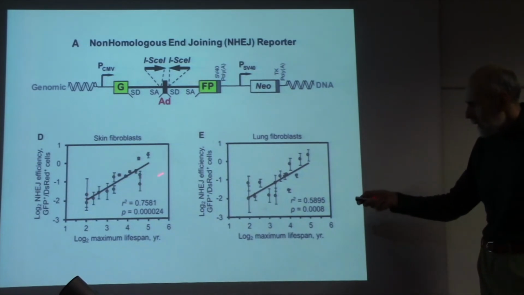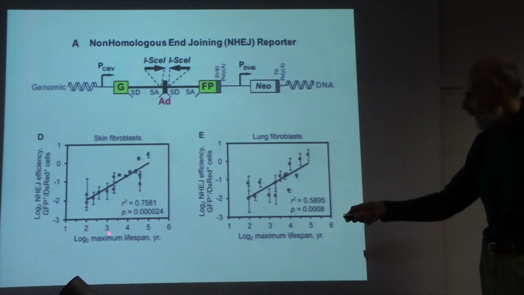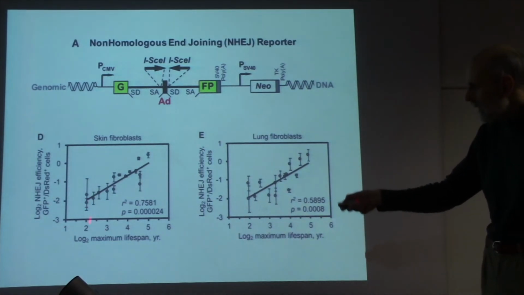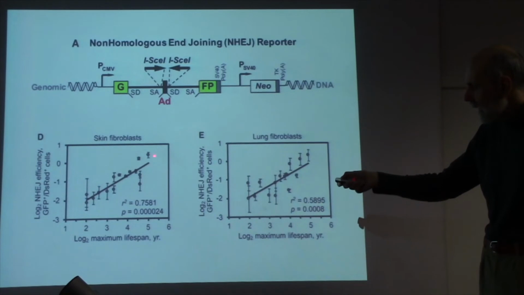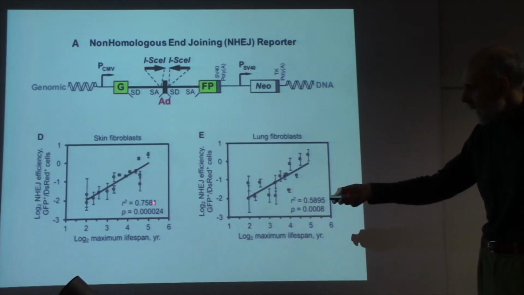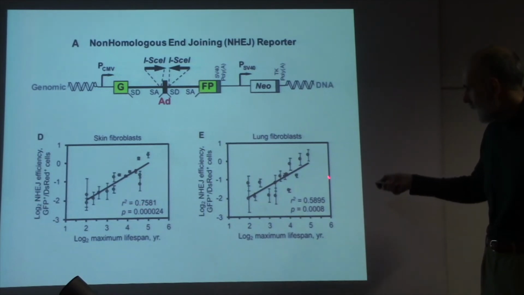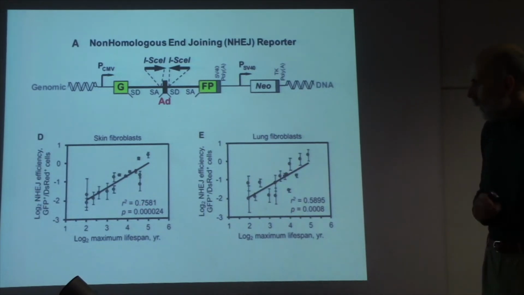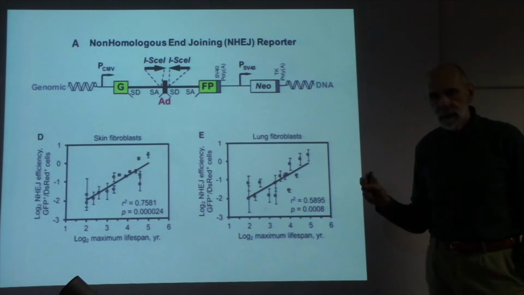You see, it's pretty obvious that an increase in the ability to repair correlates with lifespan. And of course, the R squared confirms. Same thing here. Why do they use two different sources for fibroblasts?